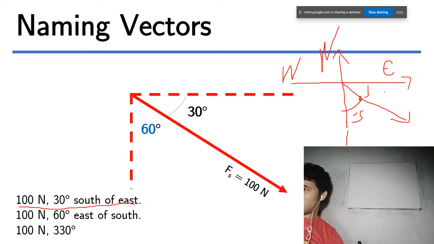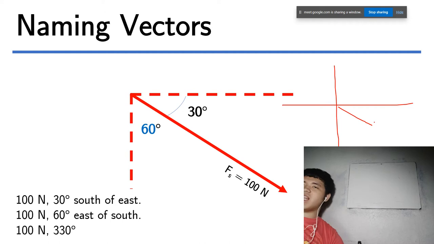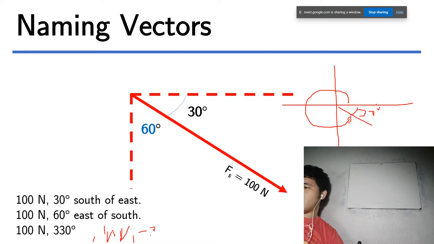100 newtons, 330 degrees. Bakit? Diba? Ang isang revolution around this is 360 degrees, diba? Eh, meron tayong 30 degrees dito. Kasi one of the ways to measure angles dito sa physics is from the x-axis counterclockwise, no? That's one of the methods. Parang sa math lang din, same way. 330 degrees ito. Or, if you want, pwede ko rin sabihin 100 newtons, negative 30 degrees. That's the other way of naming it. Kaya lang, it's not used most of the time. Pag negative yung angle natin, it goes clockwise from the x-axis. Pag positive yung angle natin, it goes counterclockwise from the x-axis.